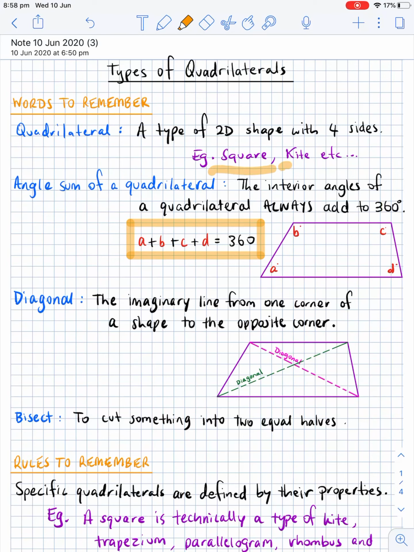So e.g. squares and kites, etc. They're types of quadrilaterals. They have four sides. The angle sum of a quadrilateral, that's a phrase you need to remember. The interior angles of a quadrilateral always add to 360. So like these four angles here, A, B, C, and D, they add up to 360 always. No matter what sort of shape this looks like, if there's four sides, the angle sum is going to be 360.